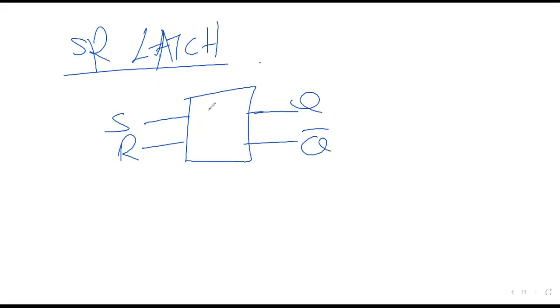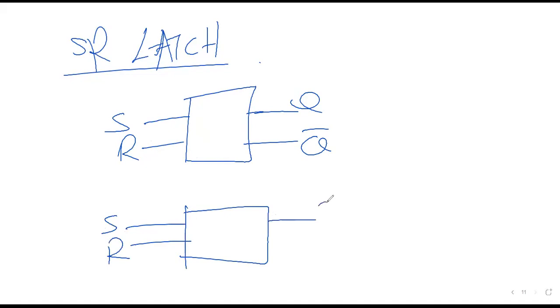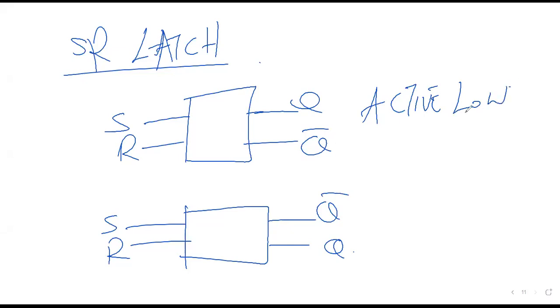Yes, it is true. Sometimes it can look like this: S, R, Q bar, Q. And this one is called an active low. This one is called an active high.